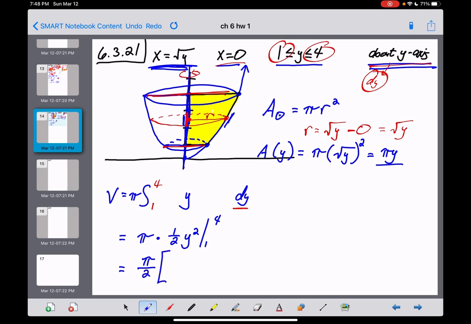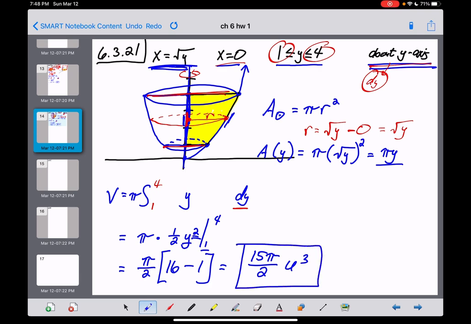And then in brackets, here we go. 4 squared is going to be 16 minus 1 squared, which is going to be 1. And we're going to end up then with 15 pi over 2 cubic units for the volume of that solid. There's really nothing we can do to simplify that. So there's our answer for number 21.